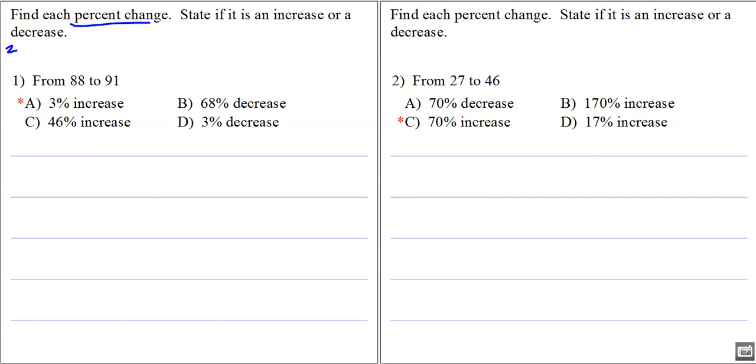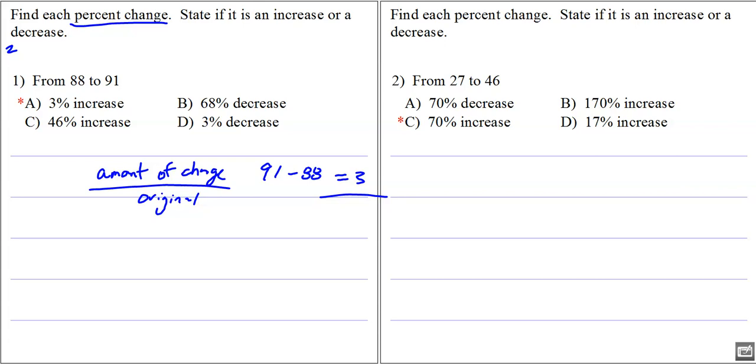All right, percent change formula is the amount of change divided by the original. Now, there's other ways to do it, but this is the one we probably did the most. So the change was 3, and we're comparing it to what it used to be. So we're comparing it to 88. So the correct answer there, 0.03. Probably didn't come out exactly, but that's where you round it. And we increased because it went up.